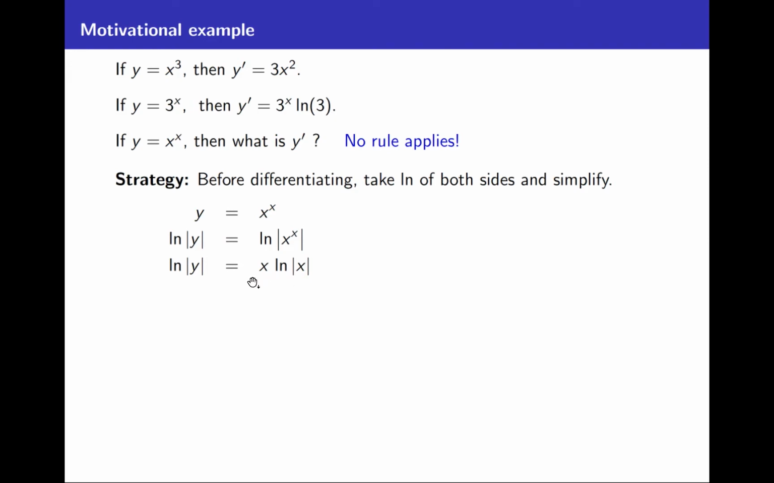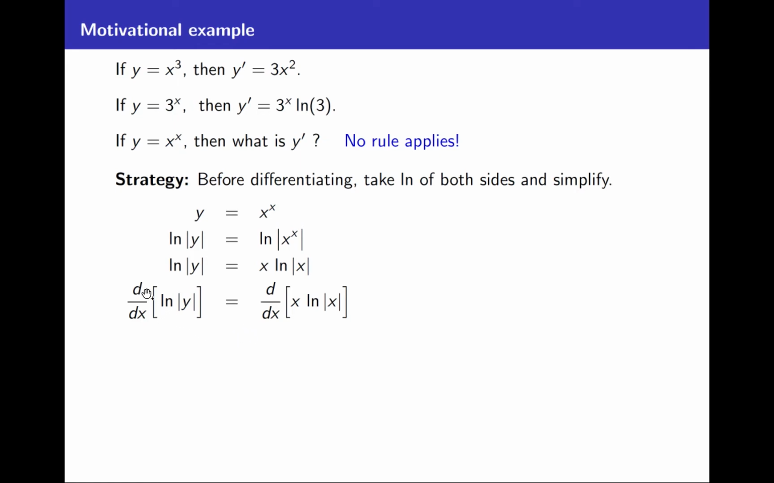And look at what happened in that step. We took ln of both sides, and we simplified using an ln property, and suddenly the exponent went away. This side on the right is x times ln of the absolute value of x, and we can find the derivative of that. So our next step is going to be to take the derivatives of both sides with respect to x.